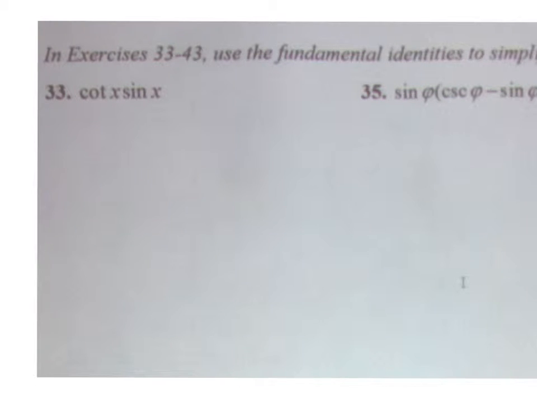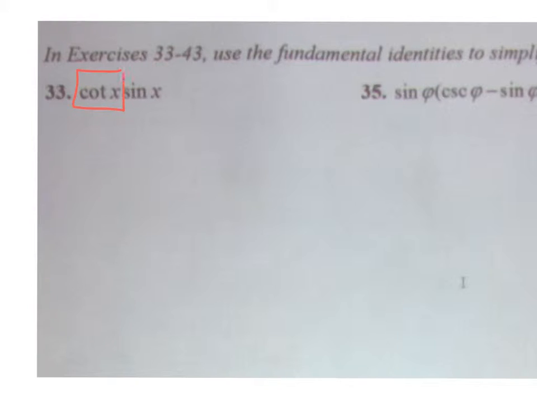Okay, so some more simplifying of trig identities. In number 33 here from some random book on some random worksheet, we're asked to see what the cotangent times the sine can be reduced to. Okay, so let's see what we can reduce that to. And we do it using trig substitution.